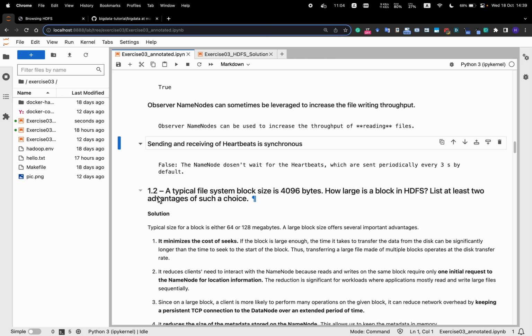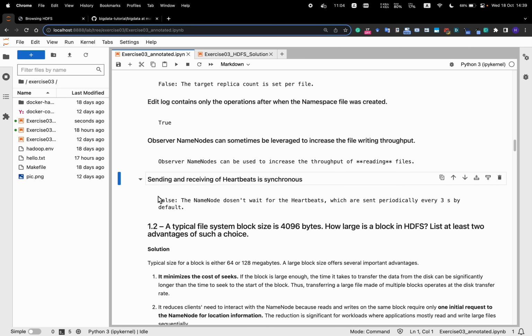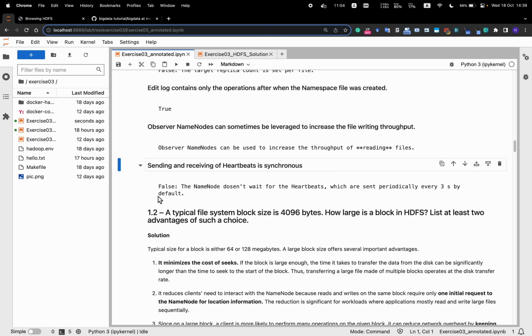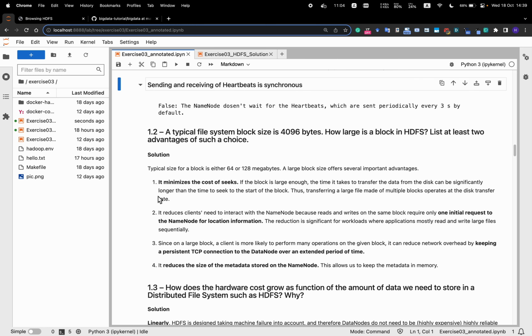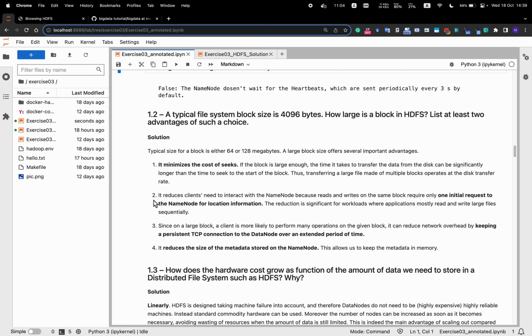All right, if there is no more question, then we can move on. So 1.2 is interesting. I have listed the original solution here. A typical file system block is basically 4 KB, but for HDFS it's typically larger because it serves a different purpose. I think the answer is pretty good.